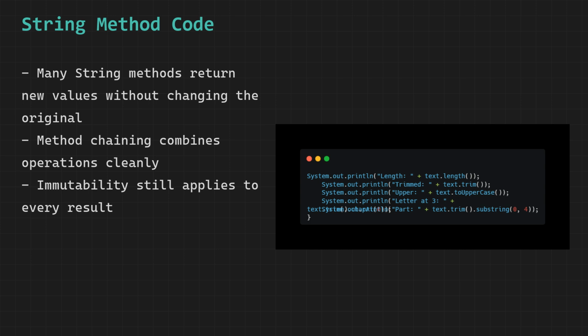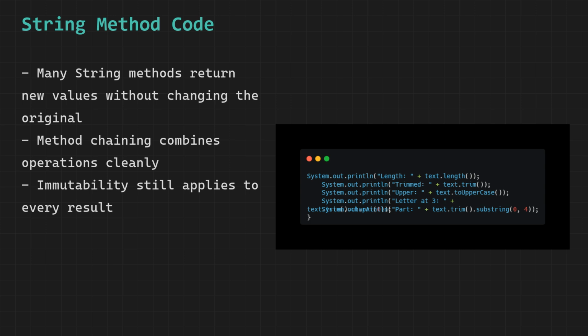The third line prints the uppercase version of text. The toUpperCase method converts every letter in the string to its capital form. The output is Java language in all capitals including the spaces. Again, the original text object is not changed. A new string is returned with the converted letters.